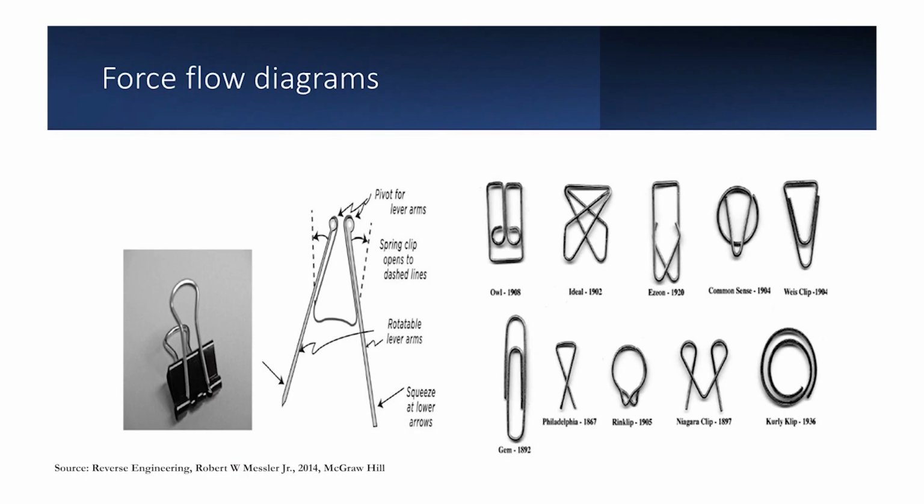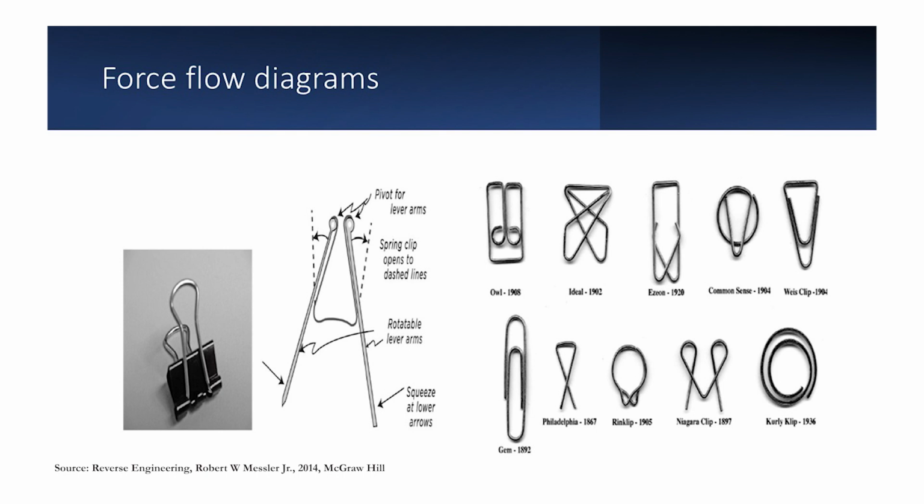Okay. So, let us look at an example. This is a paper clip. If you look at this paper clip, you can see here how the force flows. You squeeze at these lower arms. Then the spring clip opens to these dashed lines, and that is how you can place the paper in between the clips.